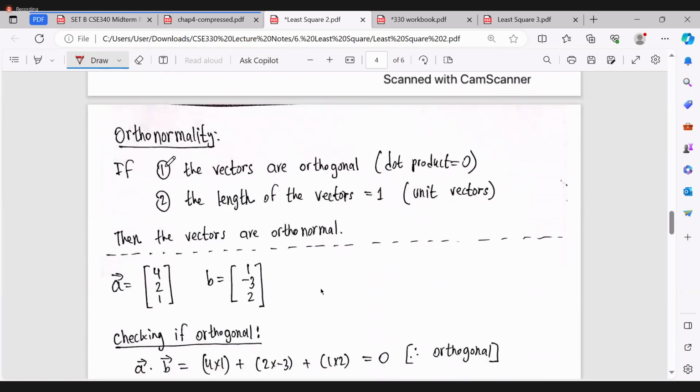Then there is another terminology, which is orthonormality. The first condition for orthonormality is that the vectors are orthogonal. That means their dot product is 0, or the angle between them is 90 degrees. The second point is that the length of the vectors is 1.